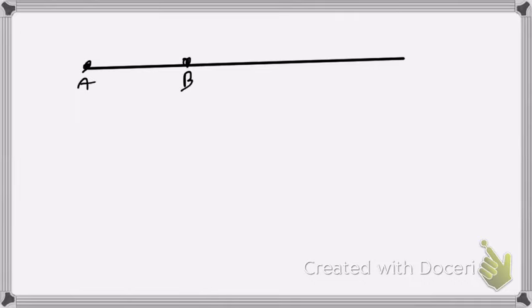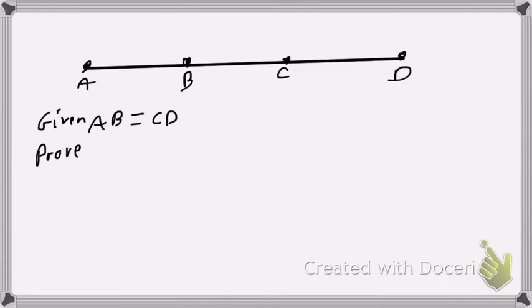So finally, that gives us to our goal for the day. Our goal for the day was, if we're looking at this line here, A, B, C, D, and if we know that the distance from A to B is equal to the distance from C to D, so that's our given, then we need to prove that line segment AC is congruent to line segment BD.